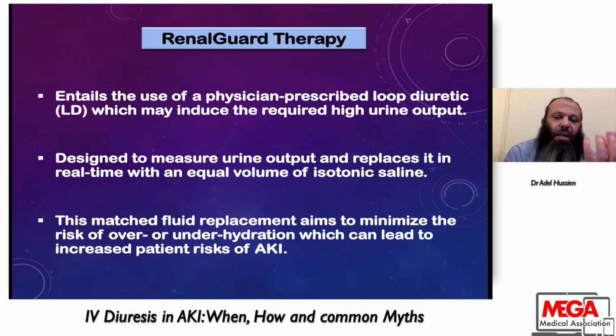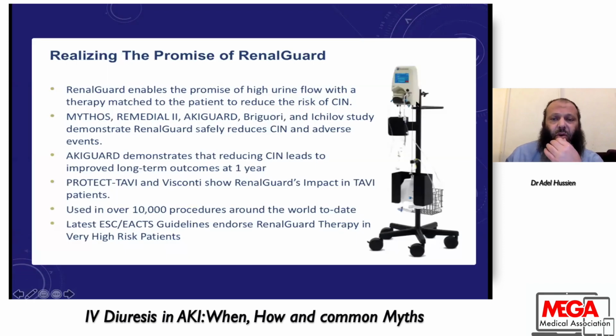So you collect the urine, and you replace this urine with an equal volume. If the urine output is 200, you replace with 200 of isotonic saline. If 100, you replace with 100, 150, 150. So we call it 1-to-1. This method of fluid replacement aims to minimize the risk of over- or under-hydration, which can lead to, of course, increased risk of AKI. This is the device, the renal guard machine or therapy.